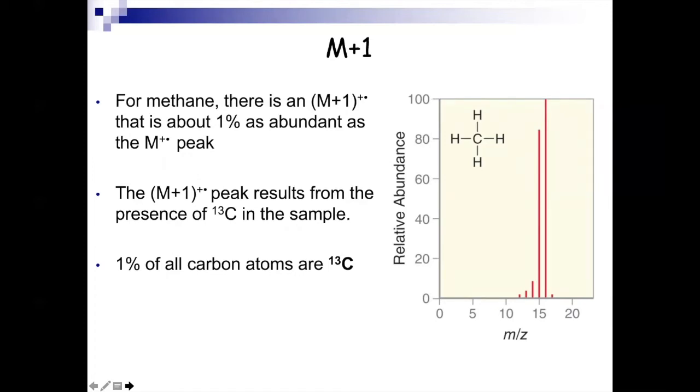And so for methane, our mass is 16. We just talked about that. And so our M+1 is actually going to be 17. And so you see the peak at 17 is about 1% of the one at 16. So that is not our molecular ion, so do not be confused. It just means that there's carbons in our molecule and that we have some carbon-13 in the sample.